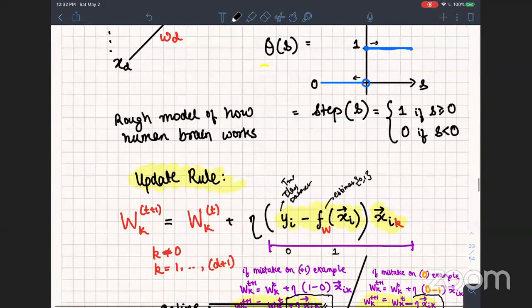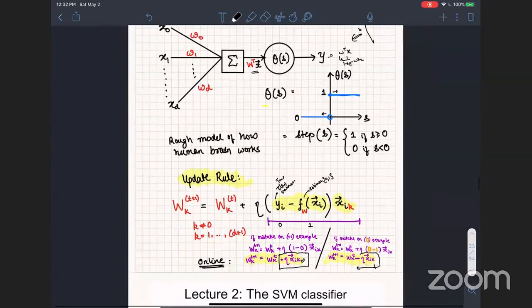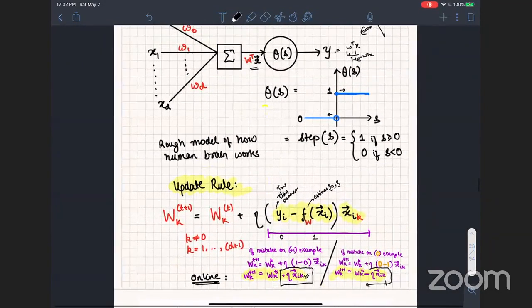Professor, do you have anything to add on this apart from this discussion, if any insight you have? No, I think it's well explained. Any questions?